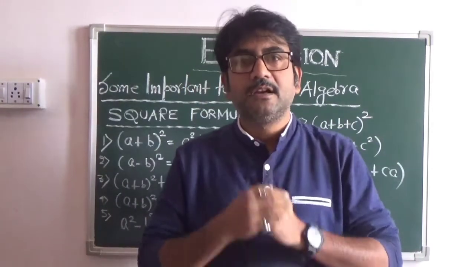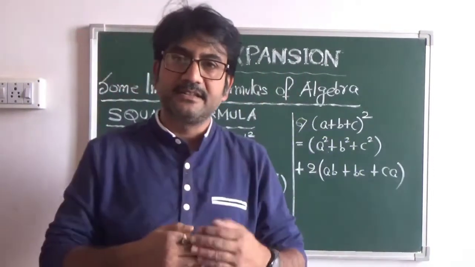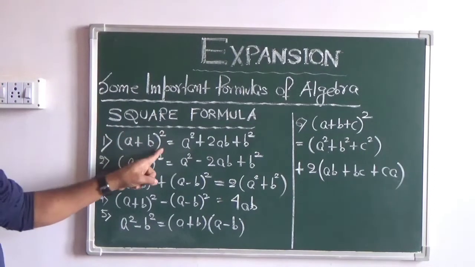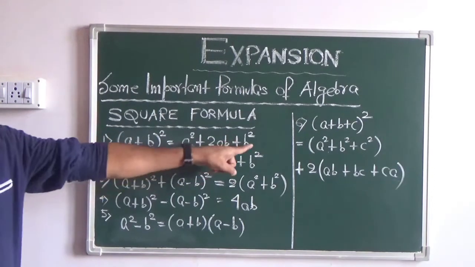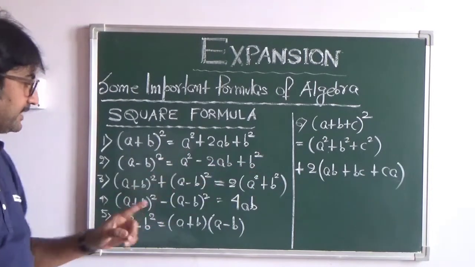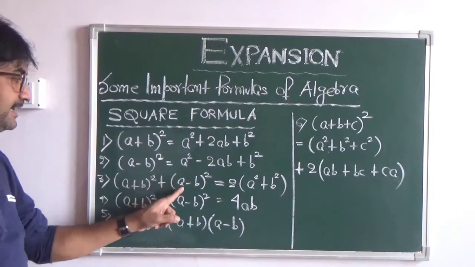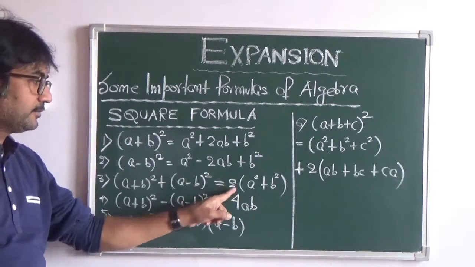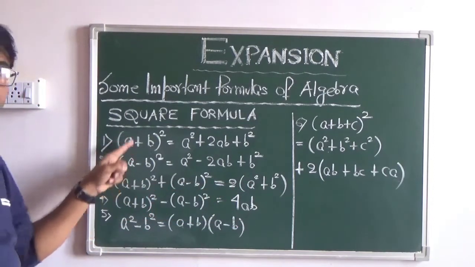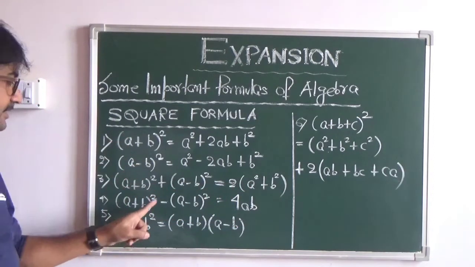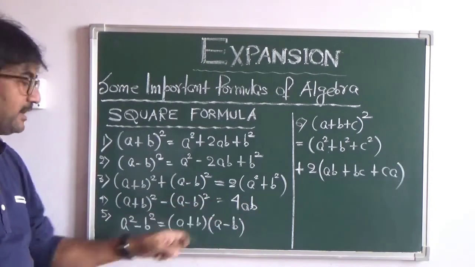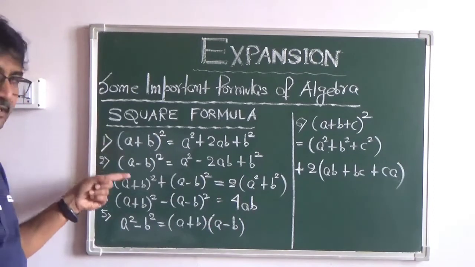Here we have a few expansions which you have already discussed in the previous classes. (a plus b) whole square is a square plus 2ab plus b square. (a minus b) whole square is a square minus 2ab plus b square. (a plus b) whole square plus (a minus b) whole square equals 2 into (a square plus b square). This is the result we obtained after adding 1 and 2. Then (a plus b) whole square minus (a minus b) whole square equals 4ab. This result comes from taking the difference of 1 and 2.